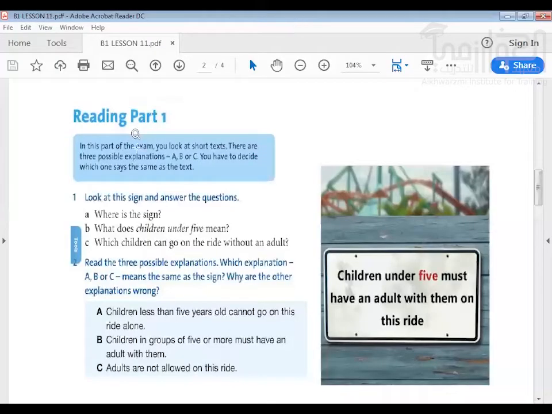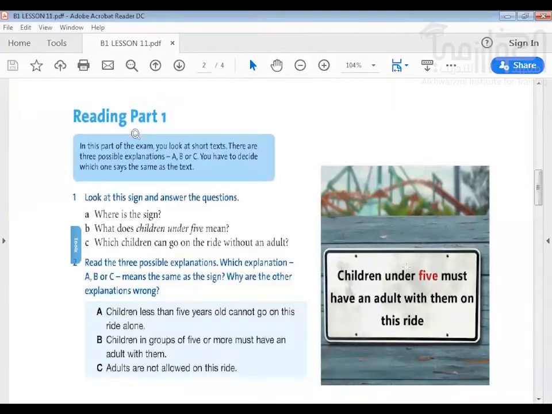Okay, so now let's come to reading part 1. Now, in this part of the exam, you look at short texts. There are 3 possible explanations, A, B, or C. You have to decide which one says the same as the text. So you have to look at this sign and answer the questions. So this is the sign, and then we answer these questions.